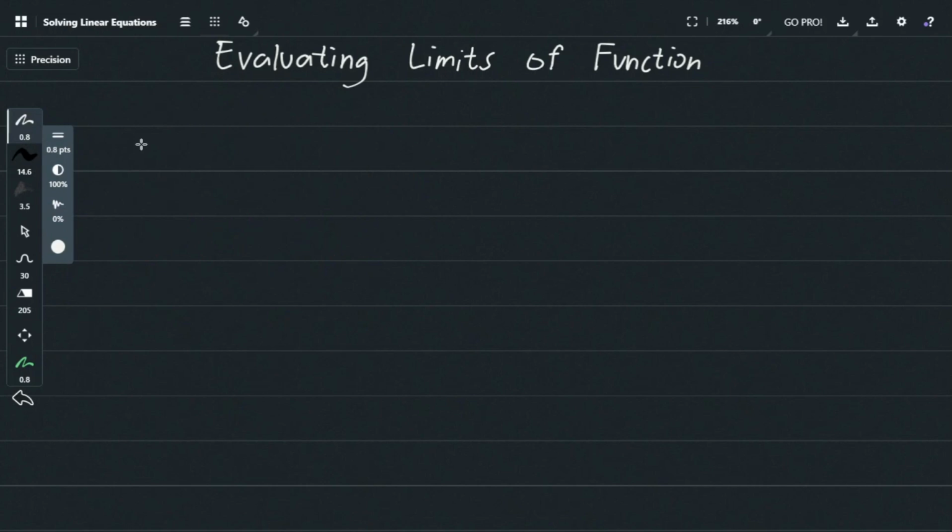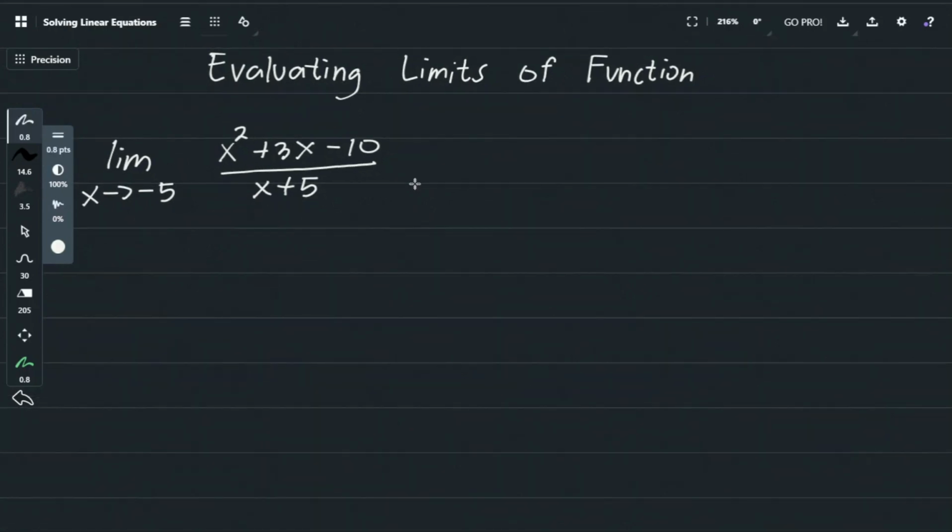Okay, so let's have another example. We have the limit of x squared plus 3x minus 10 all over x plus 5 as x approaches negative 5. Okay, so let's try to use the substitution strategy. So let's just substitute the value of x into this function.